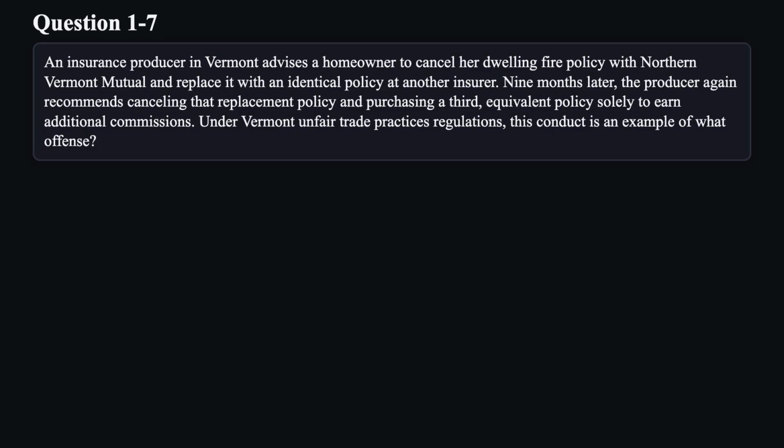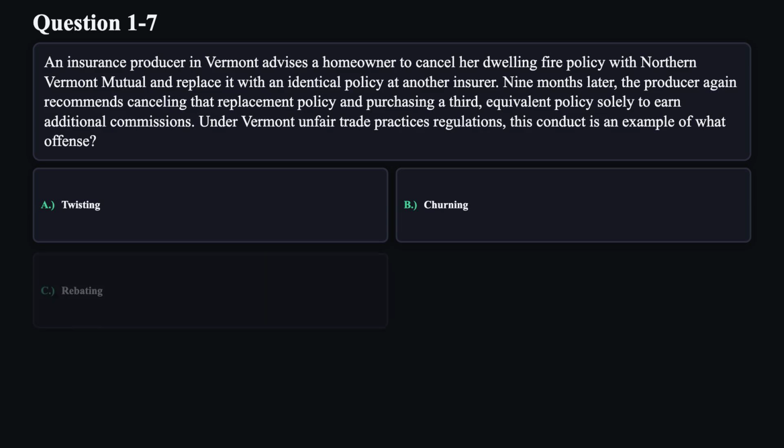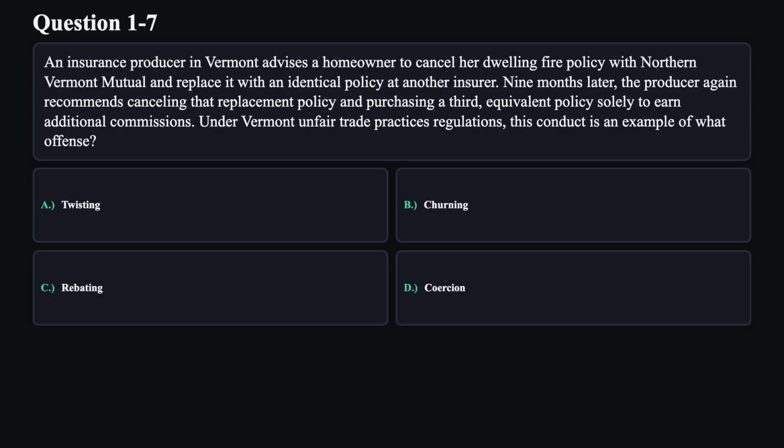Question 7. An insurance producer in Vermont advises a homeowner to cancel her dwelling fire policy with Northern Vermont Mutual and replace it with an identical policy at another insurer. 9 months later, the producer again recommends canceling that replacement policy and purchasing a third equivalent policy solely to earn additional commissions. Under Vermont unfair trade practices regulations, this conduct is an example of what offense? A. Twisting. B. Churning. C. Rebating. D. Coercion.